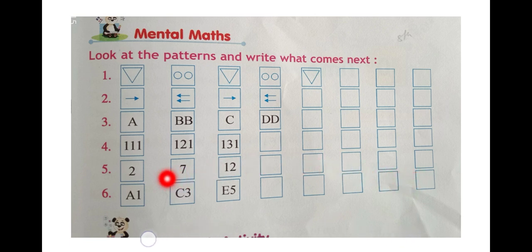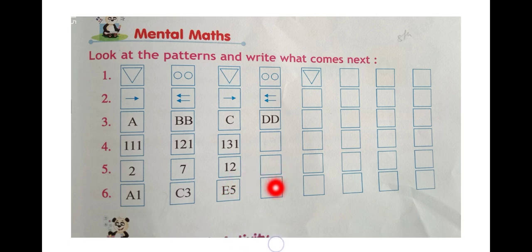Alright children. So the alphabets I told you. Now the numbers. See the numbers, you see 1, then 3, then 5. So is it increasing or decreasing? It is increasing. So how much is increased here? 1 plus how much is 3? 1 plus 2 is 3, isn't it? Then 3 plus 2 is 5. Then 5 plus 2 will be how much?